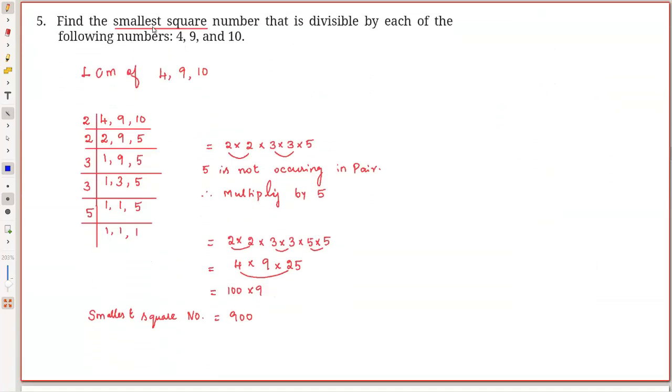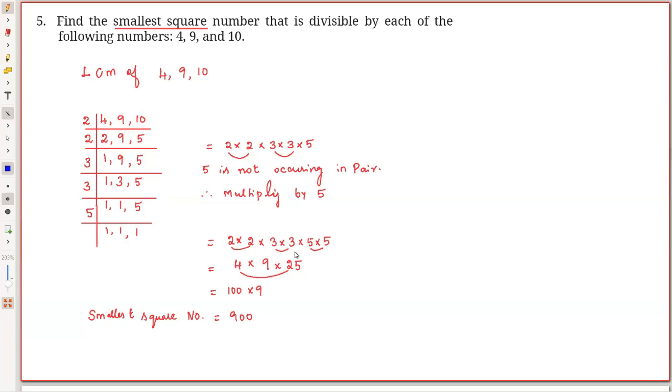Now, fifth question: find the smallest square number that is divisible by each of the following numbers, 4, 9, and 10. So, in this case, first you find out the LCM of 4, 9, and 10. While finding the LCM, we are just getting the prime factors 2 into 2 into 3 into 3. But here 5 is missing the pair. 5 is not having a pair. Therefore, I have to multiply by 5. Okay, just multiply by 5.